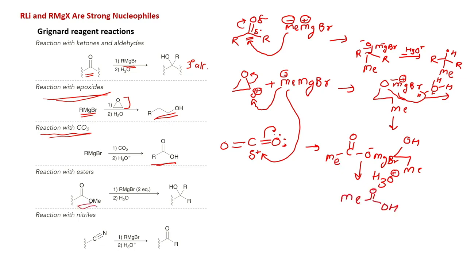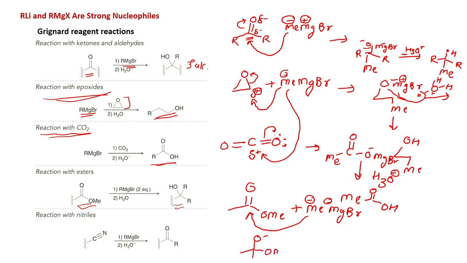And similarly with an ester you will get a tertiary alcohol, and its mechanism is: this is your ester reacting with methyl magnesium bromide. This methyl acts as a nucleophile, reacts on this carbocation, and you will get oxygen negative, methyl, OMe. So this electron will return back and OMe is a leaving group, so you will get your ketone. And we know a ketone when reacting with Grignard reagent gives you a tertiary alcohol.